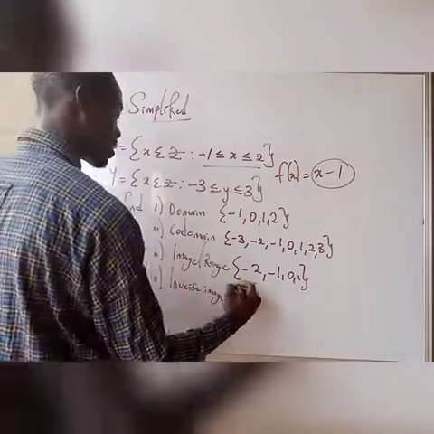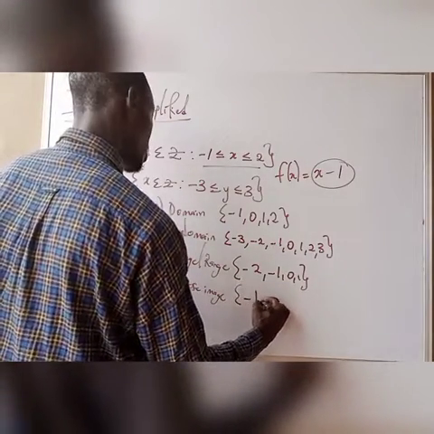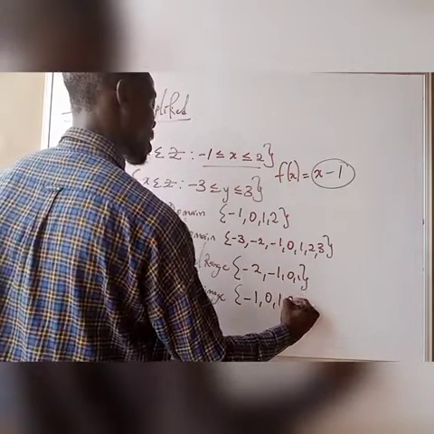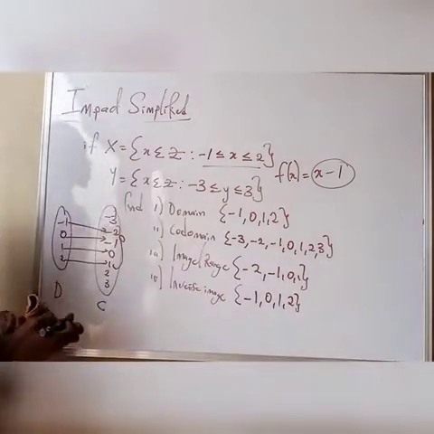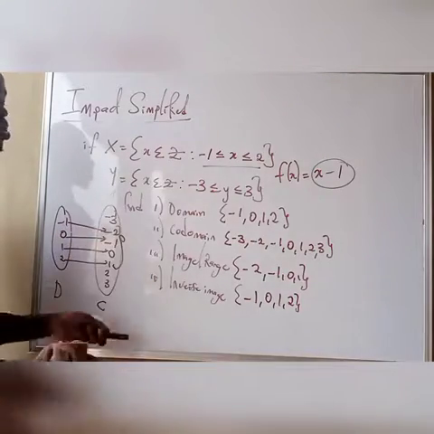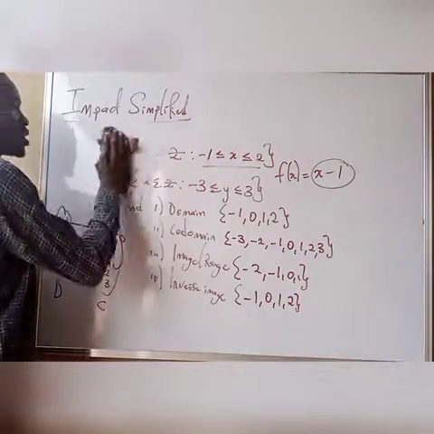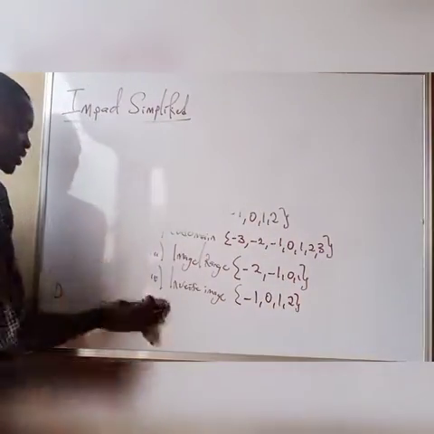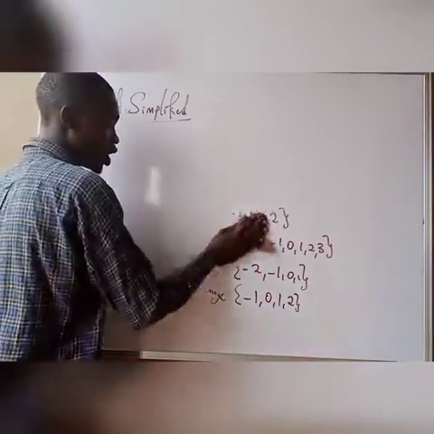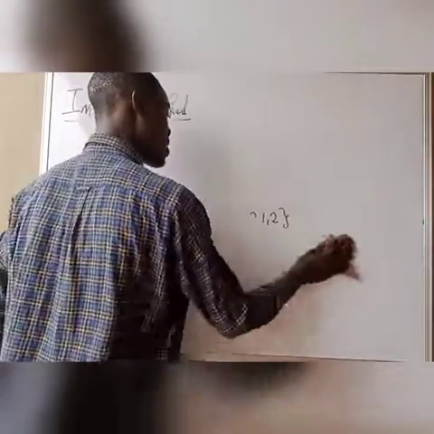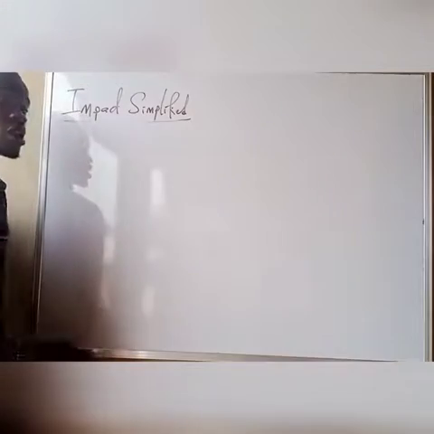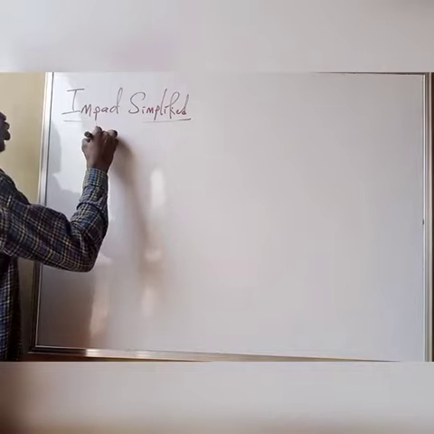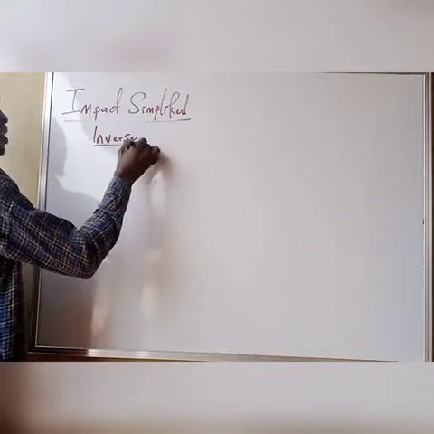So reversing it back now, what are the favorable outcomes in the domain? We have it as minus 1, 0, 1, and 2. And that is the summary of the definition of terms. So I believe now we can understand the meaning of the domain, the meaning of codomain, the meaning of the image or the range, and the meaning of the inverse image.